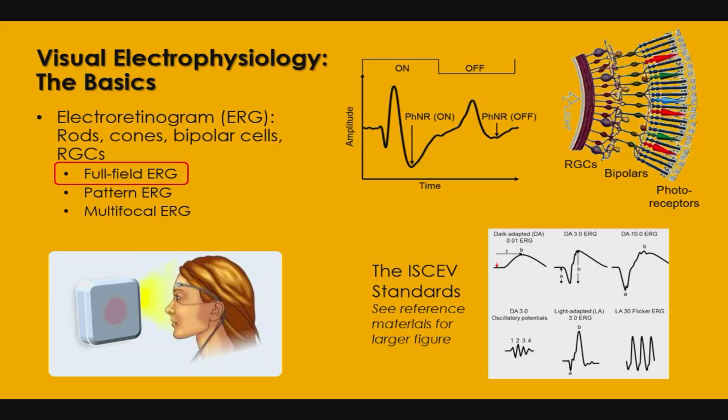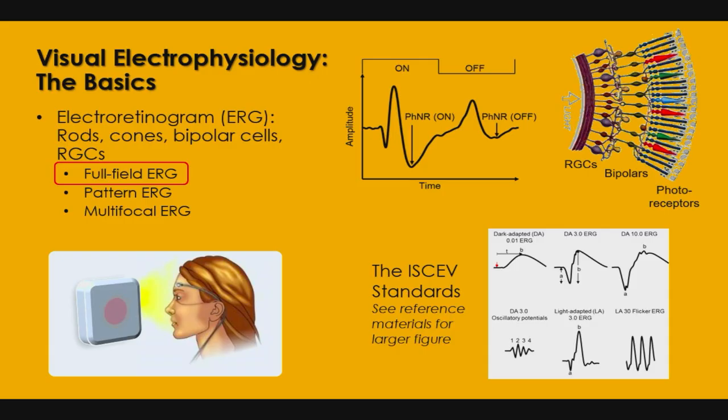This hill here is called the B wave, and this one corresponds to the bipolar cells. This one is not called the C wave. There is a C wave, but it doesn't show up in this one. This signal down here is called the PHNR. This is actually relatively new. It was discovered around 2000, the year 2000.